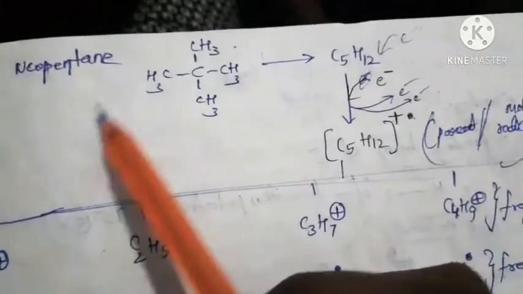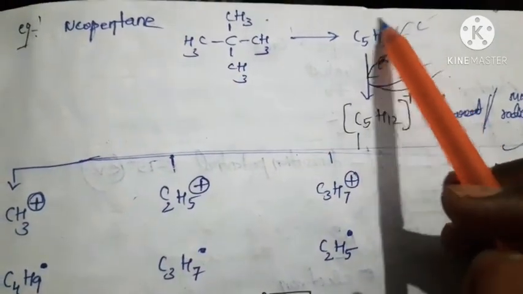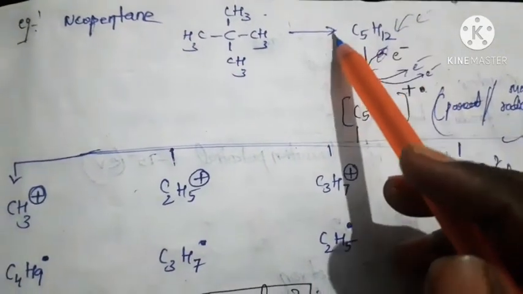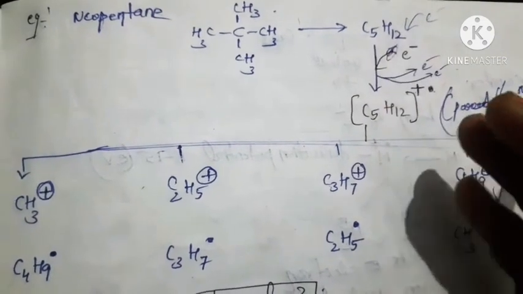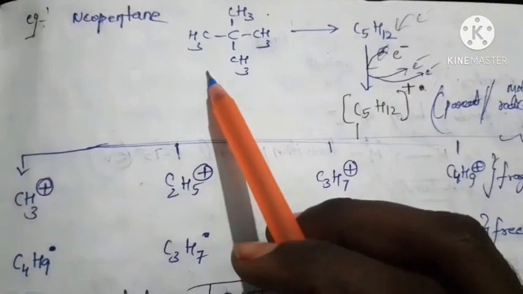Later I will discuss that. Okay, try to observe this, friends. See, neopentane. The molecular formula is C5H12. So this is the compound. Now I am going to explain the entire principle which we discussed with this particular example, friends.